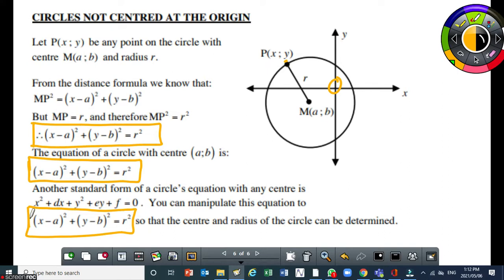I'm sure you can see that from these equations, I can get the one where the center is at the origin by substituting A equal to 0 and B equal to 0. If you substitute A equal to 0 and B equal to 0, you get the equation of a circle with the center at the origin. Okay, so let's use this equation.